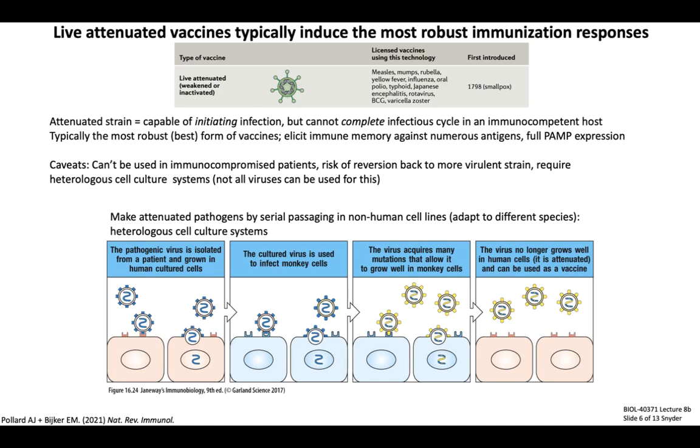Although live attenuated vaccines are typically the best vaccines, you can't make attenuated versions of every target pathogen. Some viruses just won't infect other species' cells in heterologous cell culture, often because they have highly specific requirements in binding to entry receptors on a host cell's surface in order to initiate viral entry and infection. So in these cases, different forms of vaccines need to be used instead.